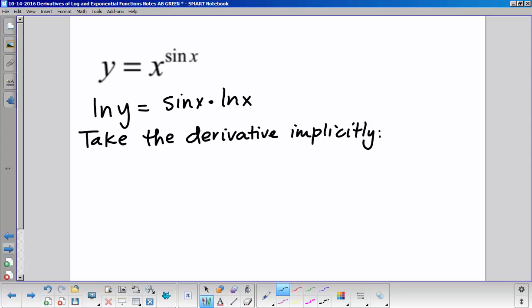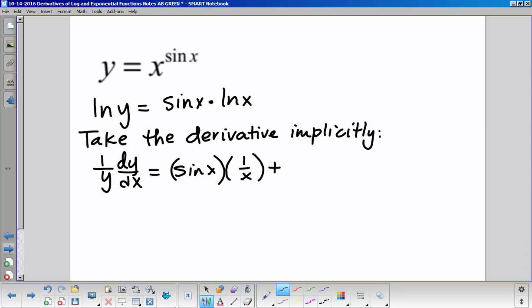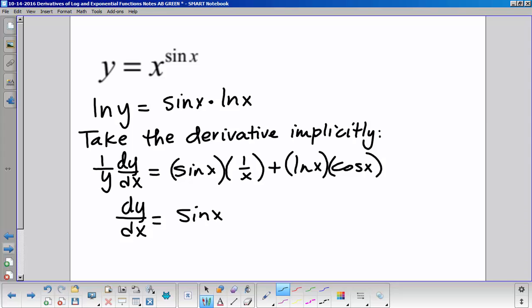So the derivative of the left-hand side is 1 over y dy/dx. Plus, the right side is first, sine x, the second, 1 over x, plus natural log of x times cosine x. So dy/dx equals sine x over x plus ln x times cosine x, times y.